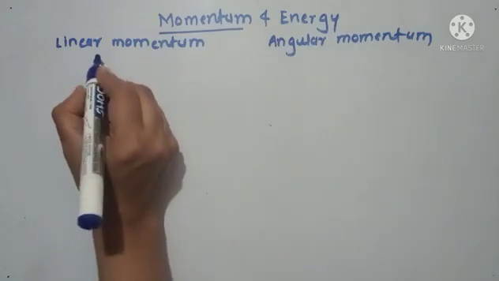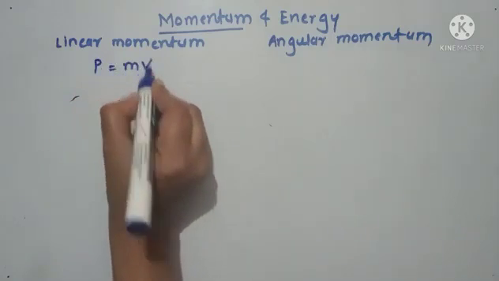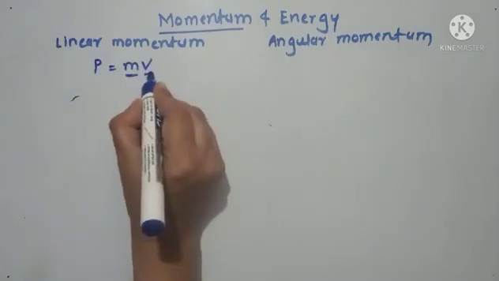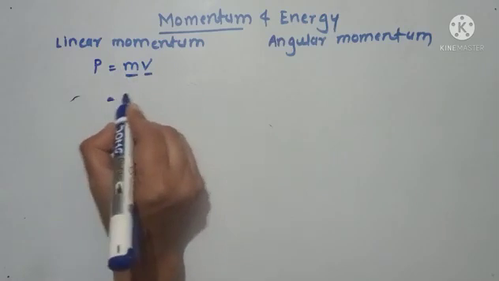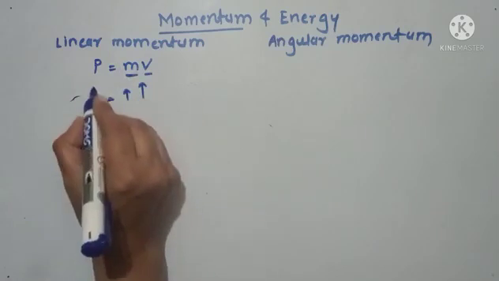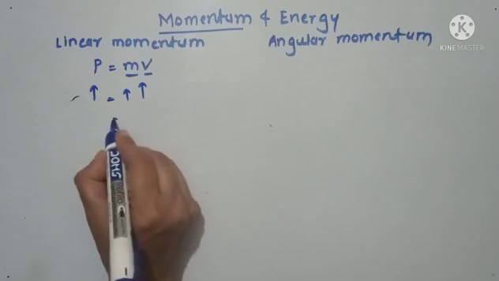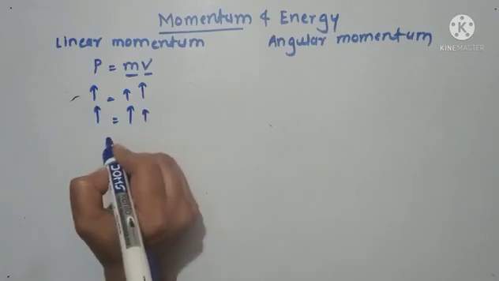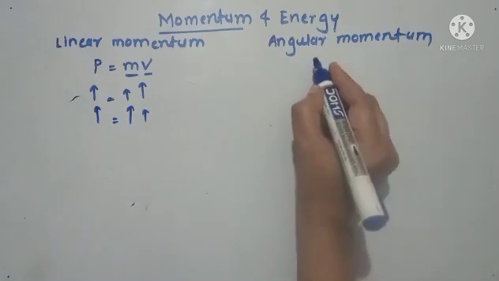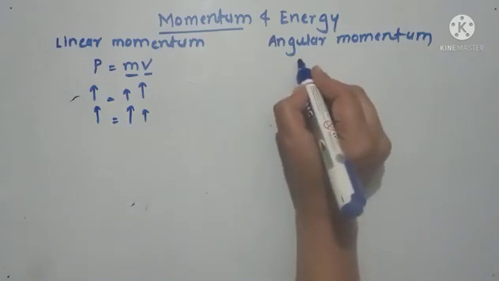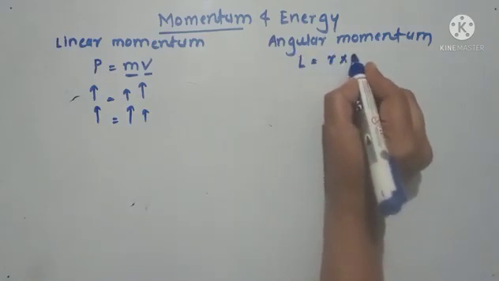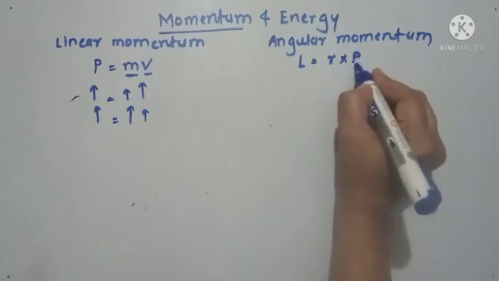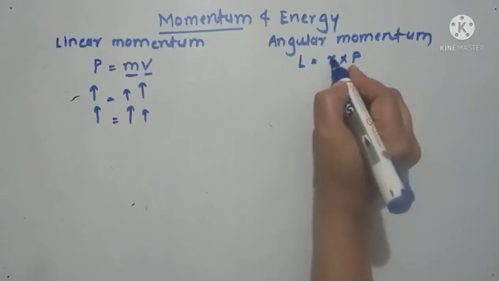Linear momentum is defined as p is equal to mv. This is the mass and this is the velocity, which we have already seen. If the mass is smaller and velocity is greater, it will create a greater momentum. Or even if the mass is greater and velocity is smaller, then also it will create a greater momentum. Now angular momentum is defined as L is equal to r cross p. Here p is the linear momentum, and r is the radius of the trajectory path through which the particle is moving.